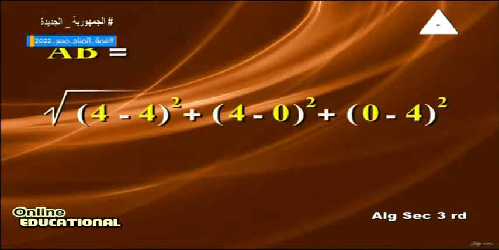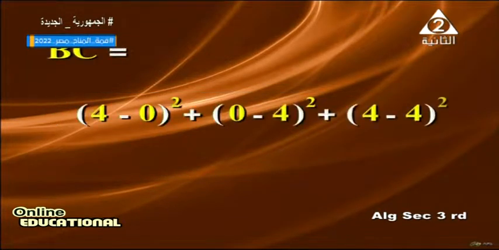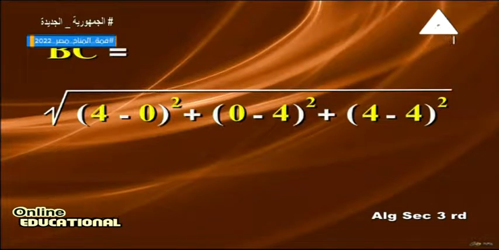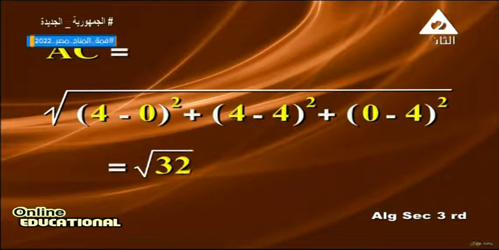By the same method, AB equals root 32. BC equals root 32. Also AC equals root 32. What do you mean? The three sides are equal in length. This triangle is an equilateral triangle.